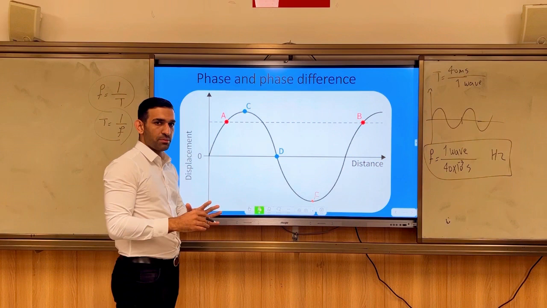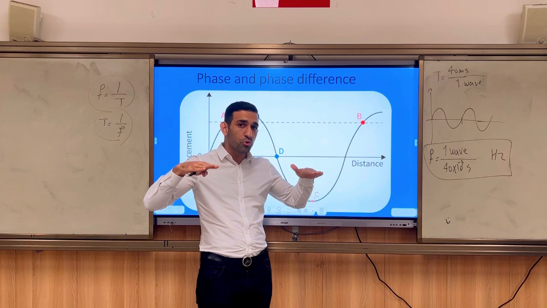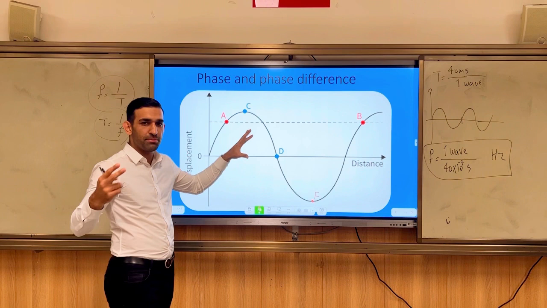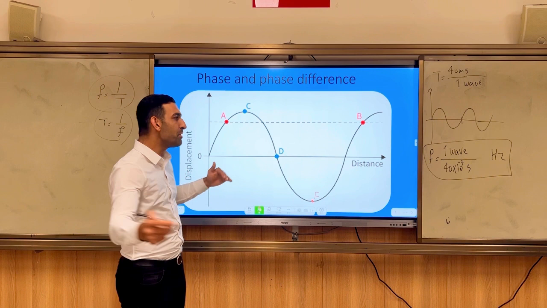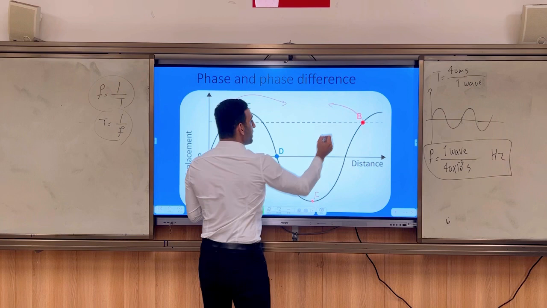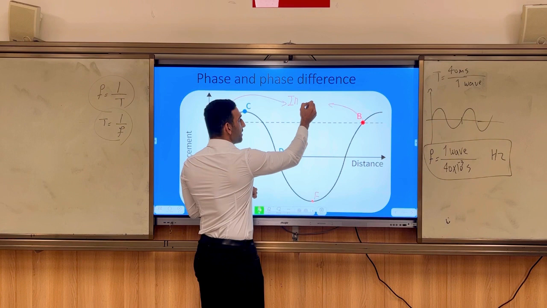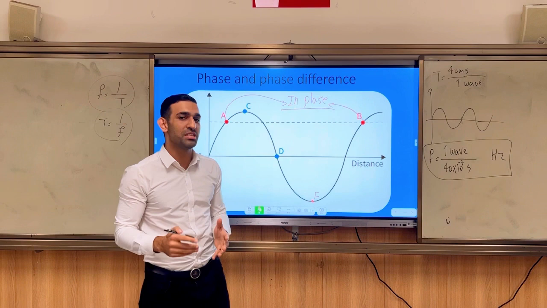What does it mean? It means that both of those particles are moving up and down at the same time together. Can you tell me which ones? Among these points that you have, give me two points that move up and down together at the same time. Perfect. A and B. That's correct. Look at them, they're moving up and down together, right? So we call these two in phase. In phase means there is no phase difference there.